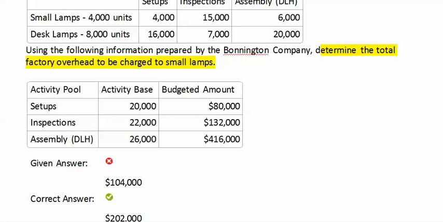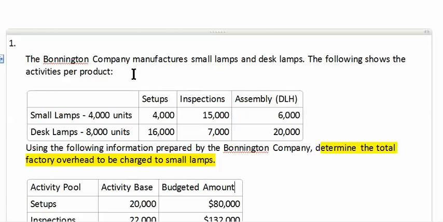Here we'll determine the total factory overhead to be charged for the small lamps. Bonington Company manufactures small lamps and desk lamps. The following shows the activities per product.